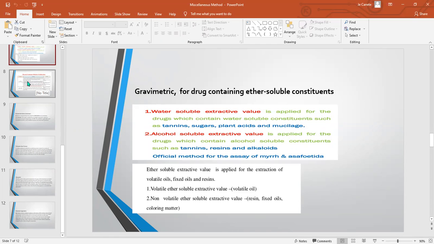Ether soluble extractive value is applied for the extraction of volatile oil, fixed oil, and resins. Number one, volatile ether soluble extractive value, volatile oil. Non-volatile ether soluble extractive value, resin, fixed oils, coloring matter.